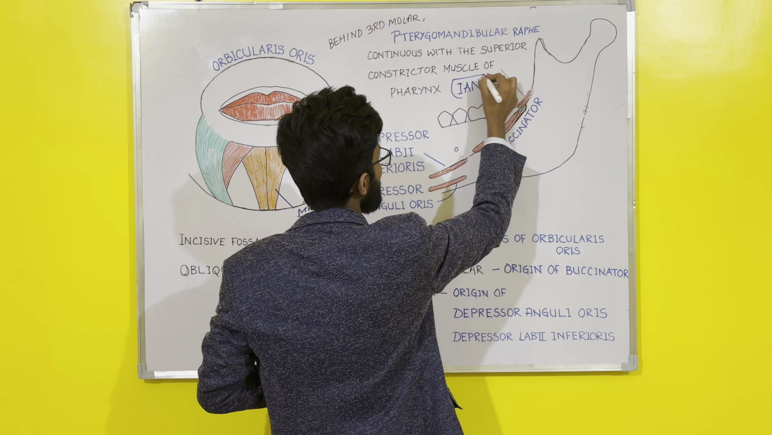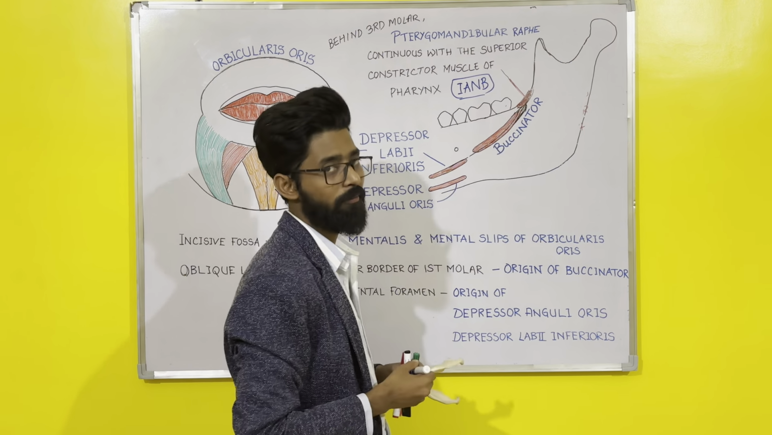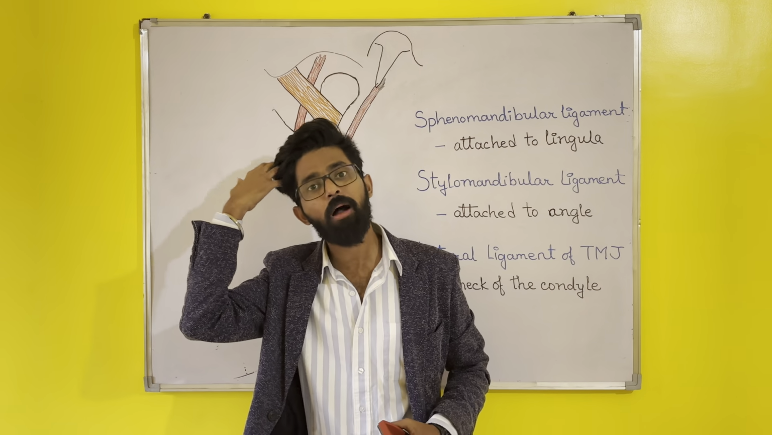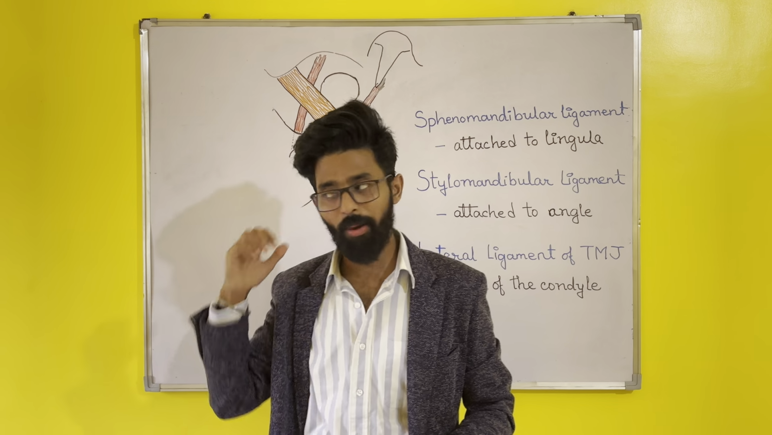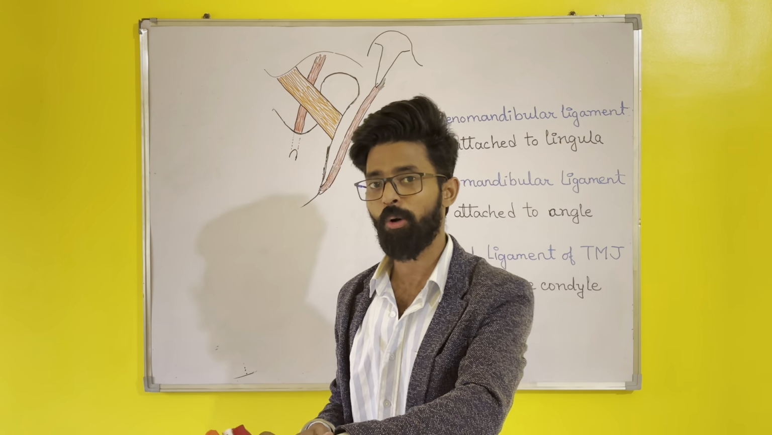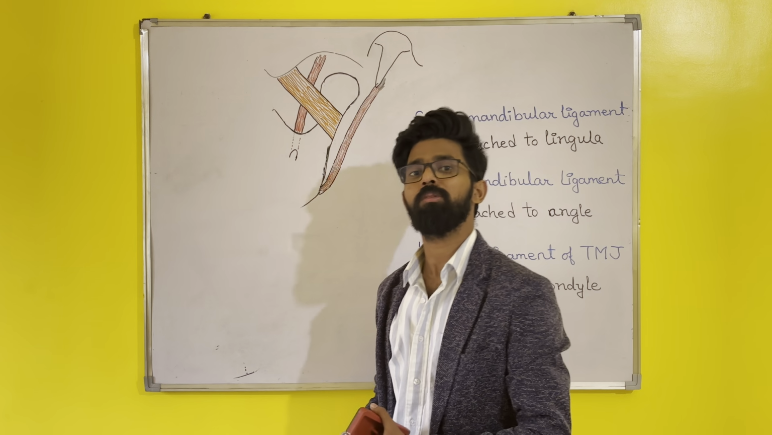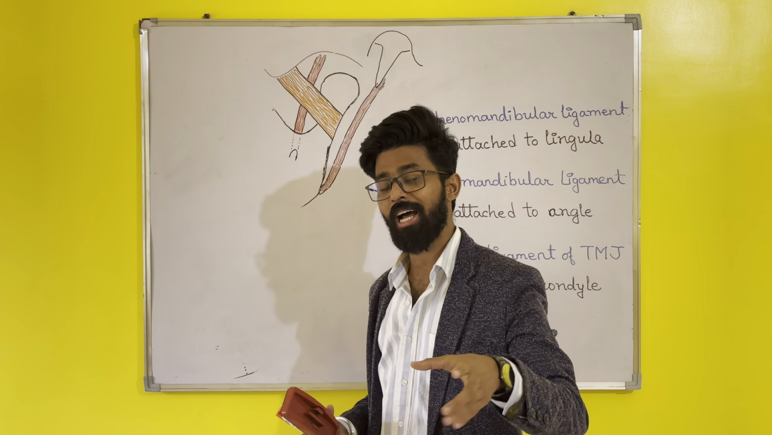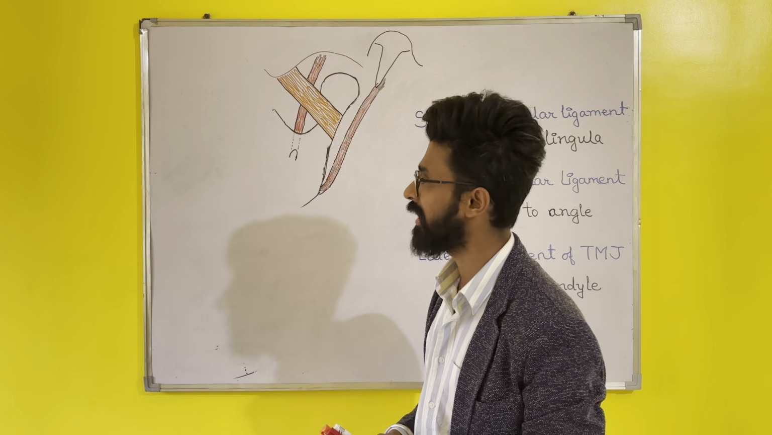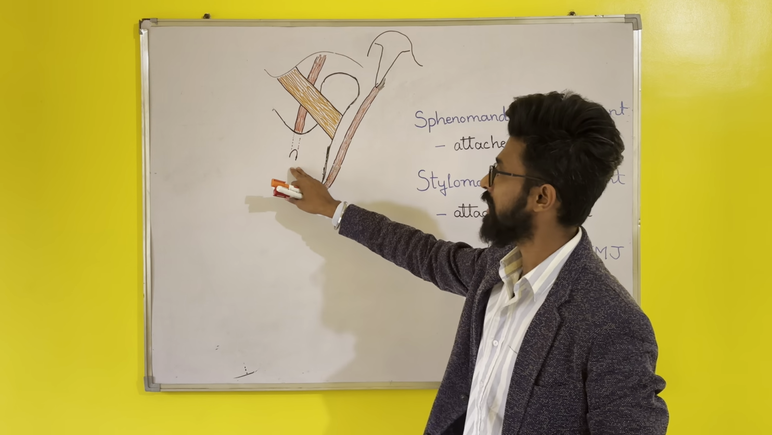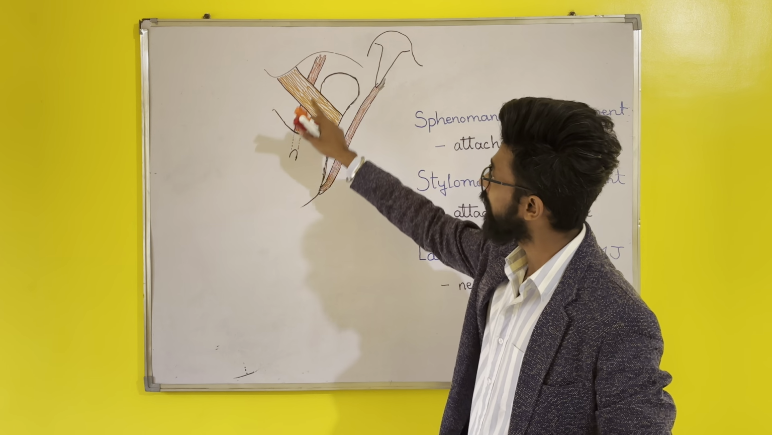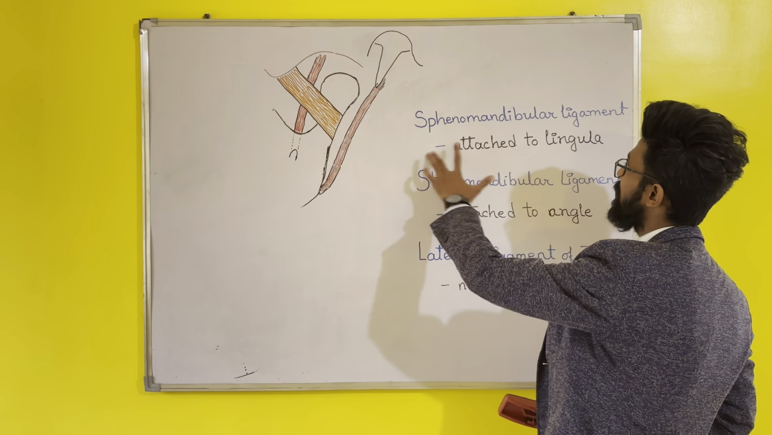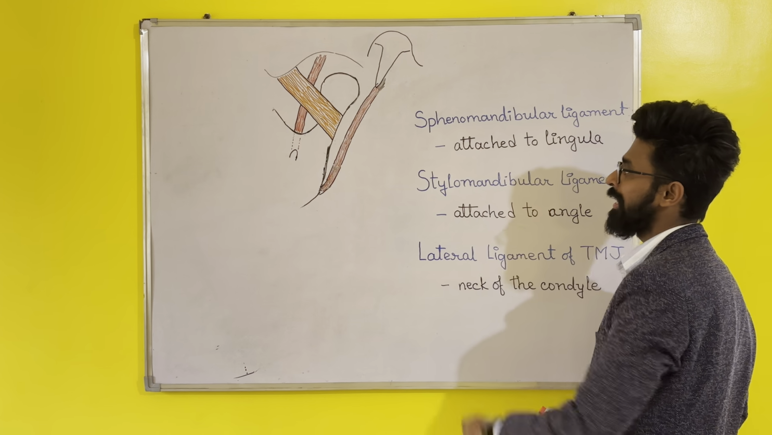This you will read in the local anesthesia chapter when you study oral surgery in third year or final year. Now coming to the ligaments that are associated with the mandible. First is the sphenomandibular ligament. The sphenomandibular ligament is attached to the lingula, which is present on the medial or inner surface of the ramus. This is the lingula, and this red one is the sphenomandibular ligament. So you will write sphenomandibular ligament, which is attached to the lingula.